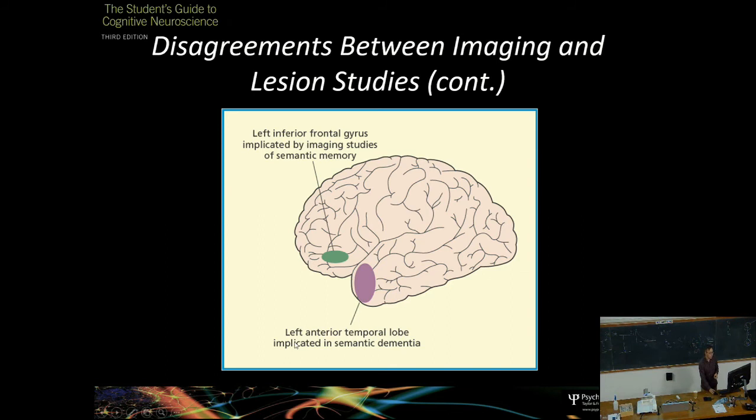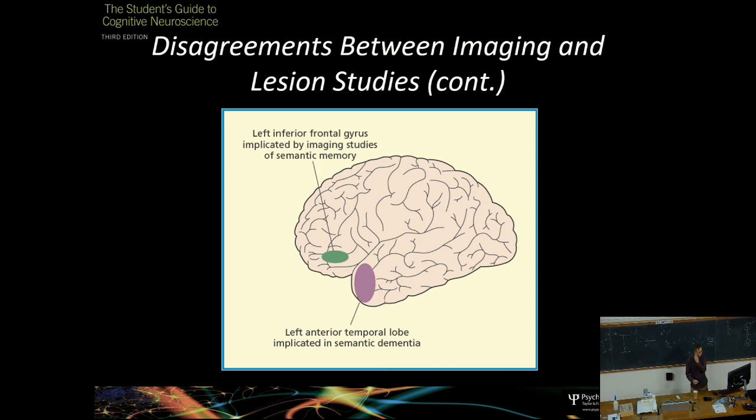So actually, it might not be that either one of these approaches is wrong. It might just be that they're doing somewhat different things in semantic memory: that this is the store of knowledge, and that this is the way in which you access that store.